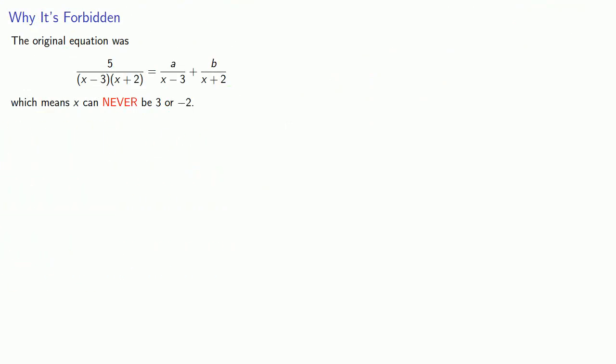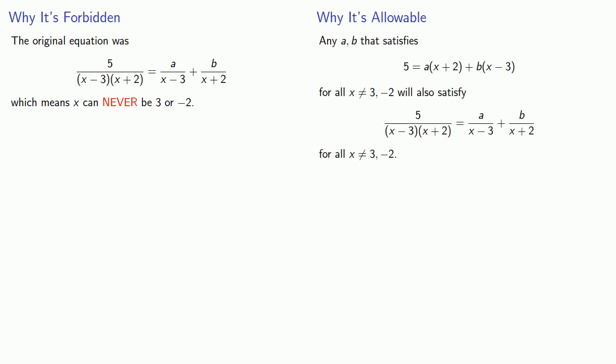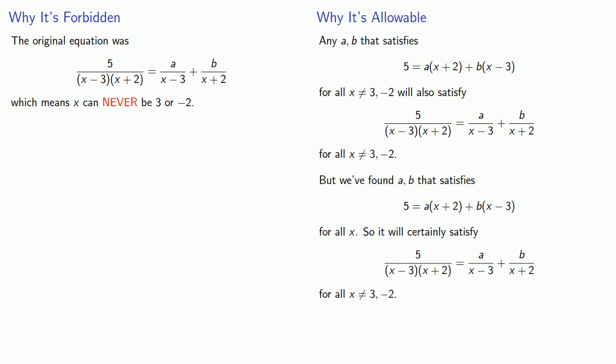So why did it work? Part of the reason that it worked is that any value of a and b that satisfies this equation for all x other than 3 or negative 2 will also satisfy this equation for all x other than 3 or negative 2. So again, all we really need to do is to find an a and b that satisfies this equation for all x other than 3 or negative 2. Well, we did one better. We found an a and b that satisfies this equation for all x, which means it will certainly satisfy our original equation for all x other than 3 or negative 2.